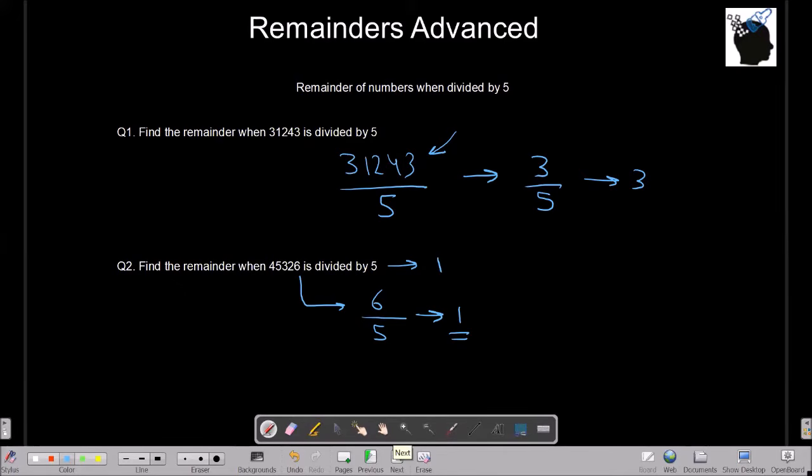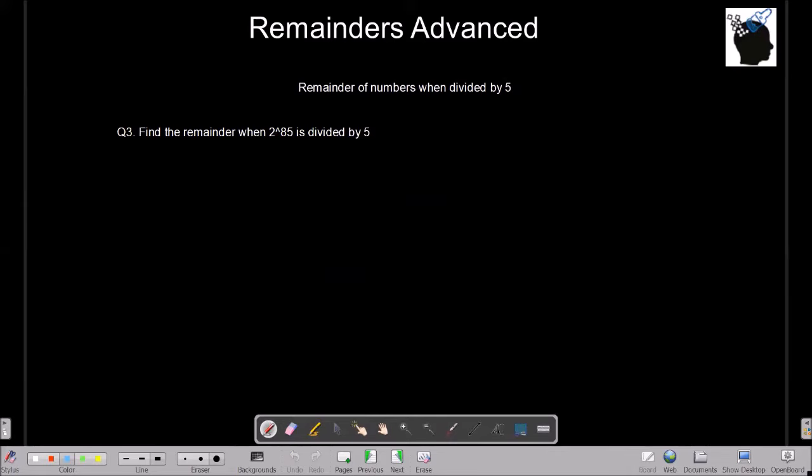Let's try other problems. Find the remainder when 2 raised to 85 is divided by 5. So we need to find 2 raised to 85 divided by 5. Now we know that we need to find the units digit of 2 raised to 85. Now it's not straightforward. So what we need to do is find a pattern of units digit of powers of 2. So let's start by taking 2 raised to 1.